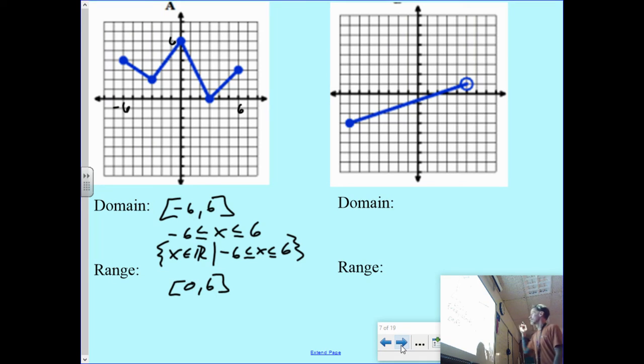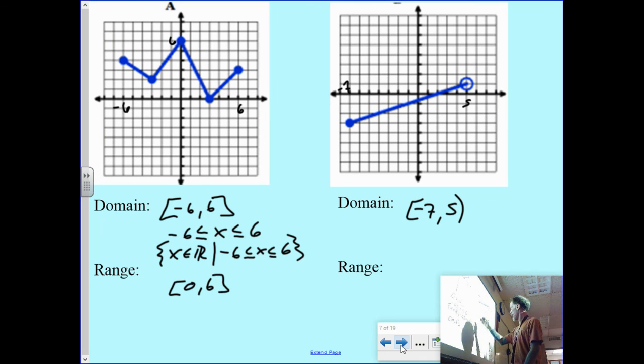So again, domain left to right. 1, 2, 3, 4, 5, 6, 7. That's -7. And 1, 2, 3, 4. That's 5. So my domain this time, notice on the -7, it's a filled-in endpoint, but my 5 is an open circle, so that's not getting all the way there. What that means is it's getting super close, but not all the way to 5. It doesn't include that point. So that's going to get a parenthesis.